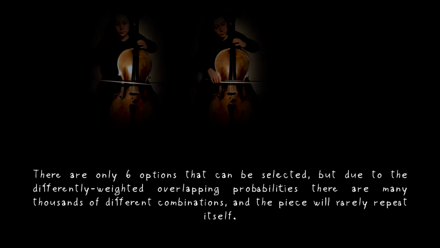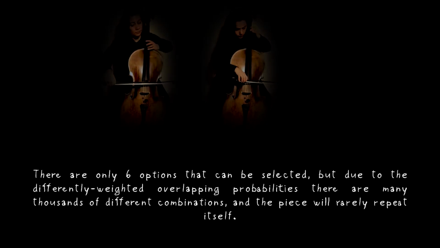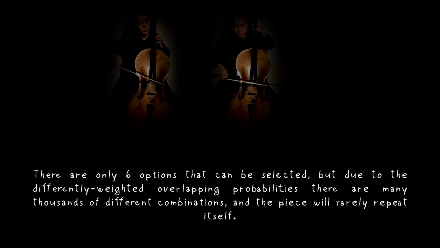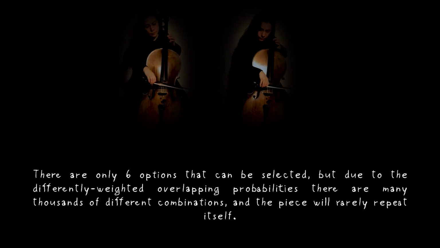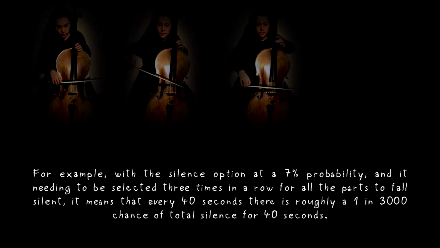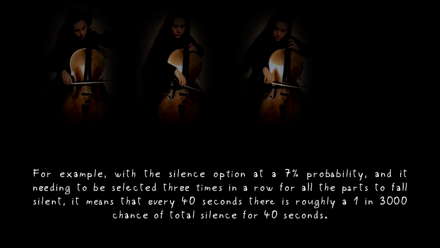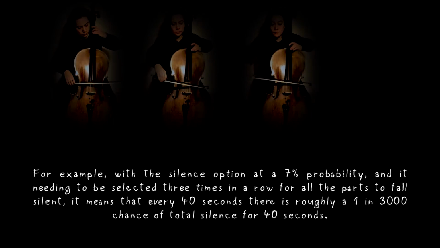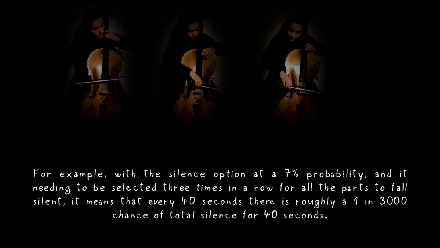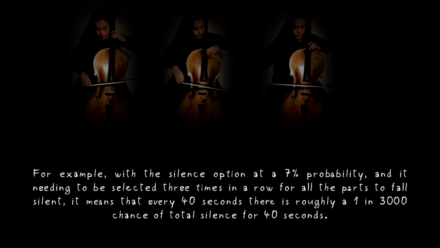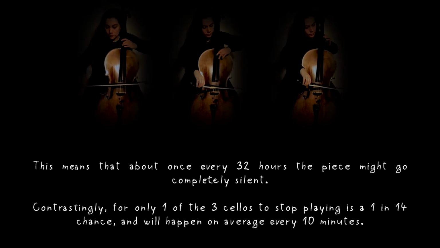There are only 6 options that can be selected, but due to the differently weighted overlapping probabilities, there are many thousands of different combinations, and the piece will rarely repeat itself. For example, with the silence option at a 7% probability, and it needing to be selected 3 times in a row for all the parts to fall silent, it means that every 40 seconds there is roughly a 1 in 3,000 chance of total silence for 40 seconds. This means that about once every 32 hours the piece might go completely silent.